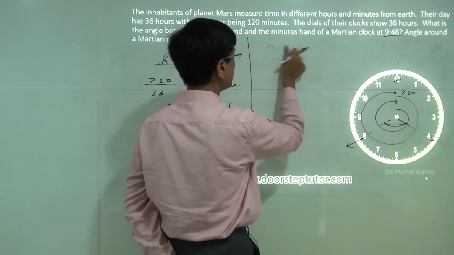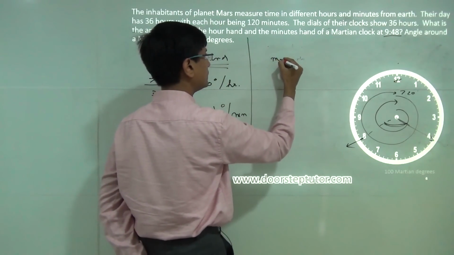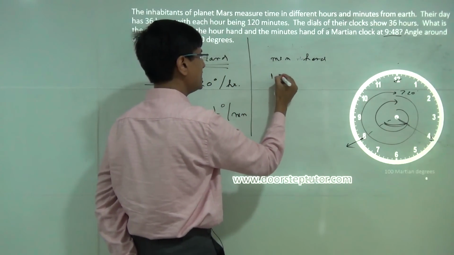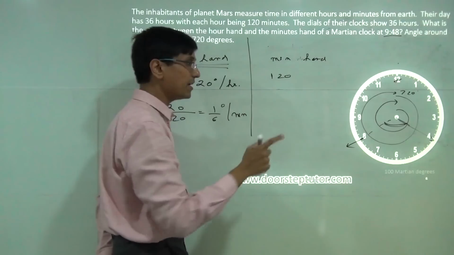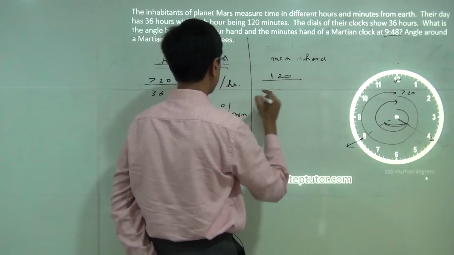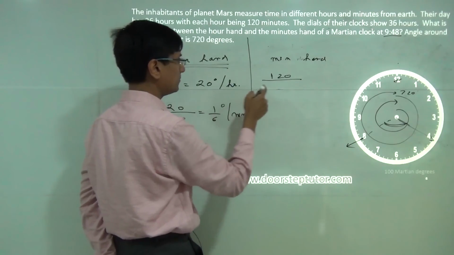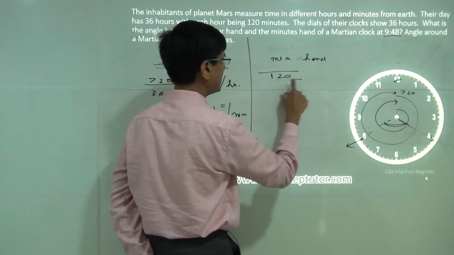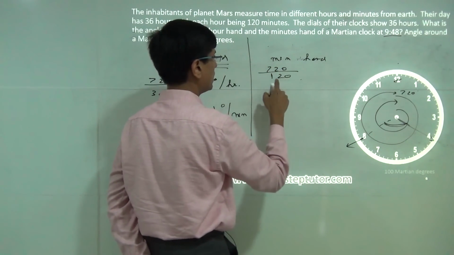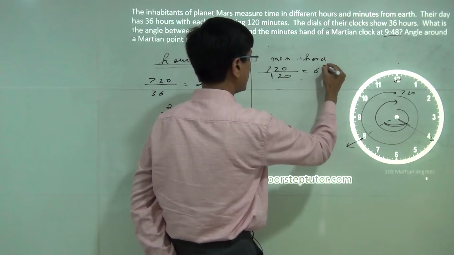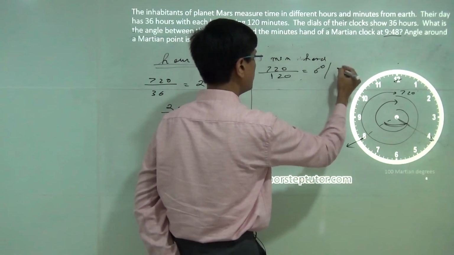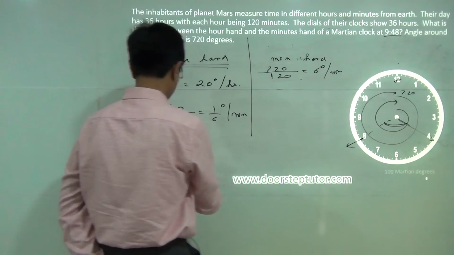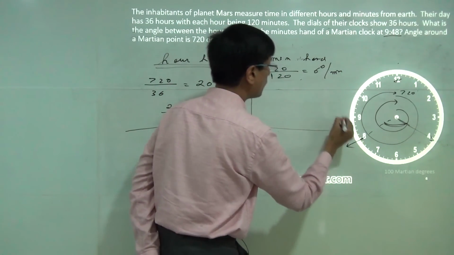What about the Martian minute hand? What can we say about its speed? A Martian day has 120, a Martian hour has 120 minutes, and these 720 degrees are covered in 120 minutes. Therefore, the speed of the Martian minute hand is 6 degrees per minute. Now we know the speed of both the hands.